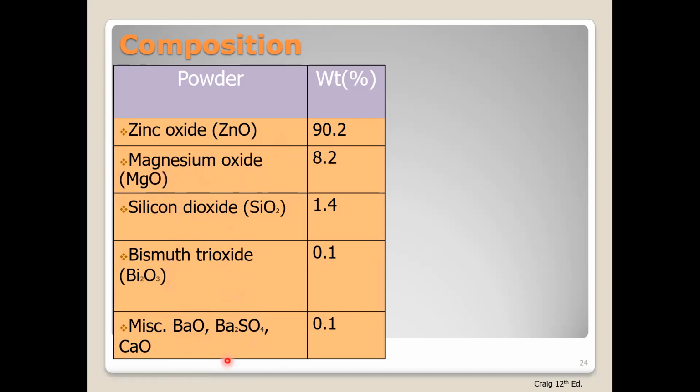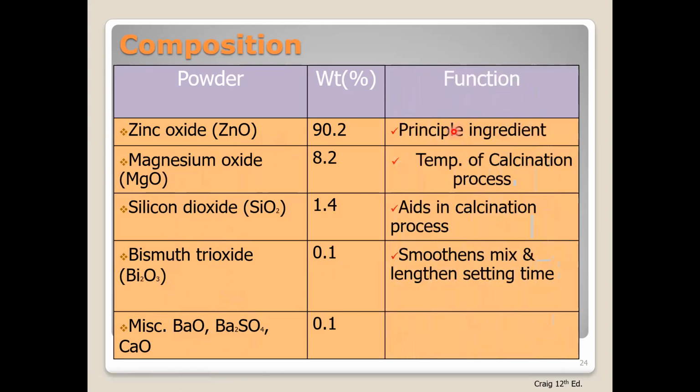All these are the powder components. So functions: zinc oxide is the principal ingredient, magnesium oxide controls the temperature of the calcination process to which the cement is heated to fuse all these powder components, and silicon dioxide also aids in the calcination process. Then bismuth trioxide smoothens the mix and lengthens the setting time. So anything which is increasing the setting time will help you with the working time.